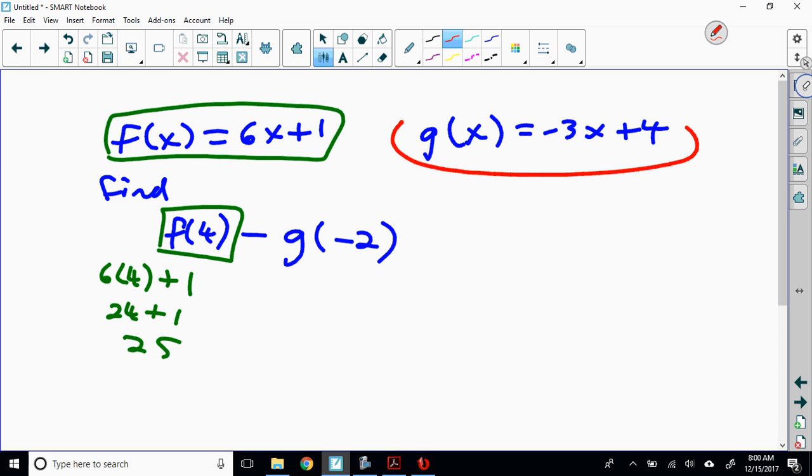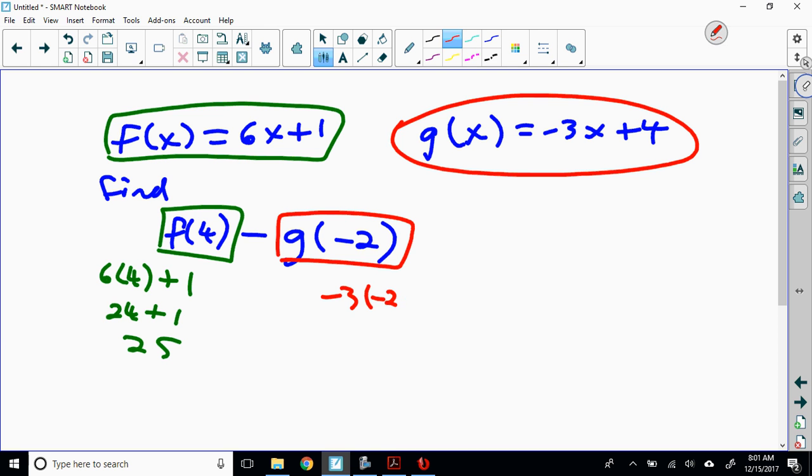And then this function g, we're taking g of negative 2. So g of negative 2 means we're going to have negative 3 times negative 2 plus 4. So that's 6 plus 4. So that's 10. And we are subtracting that. So the answer here would be 15.